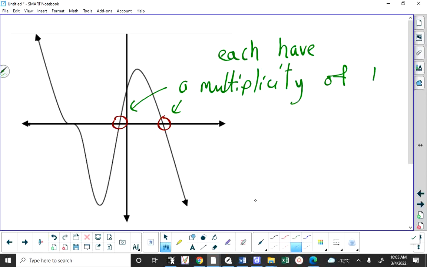Because the shape of the graph is, I use the word clean, smooth. There's no tangent, there's no inflection point. So this will produce a factor of something to the 1. This will produce a factor of something to the 1. But this x-intercept has a multiplicity of 3 because it's an inflection point. Now it could be 5, but I'm just going to say 3 for the time being. And that means that the corresponding factor for this will be raised to the 3 because the multiplicity is 3.